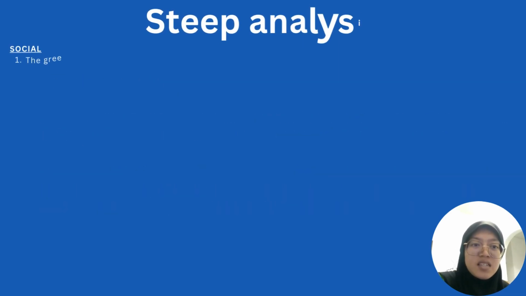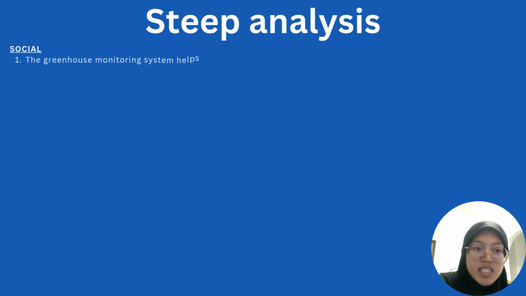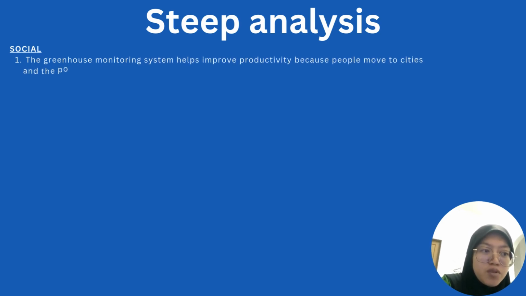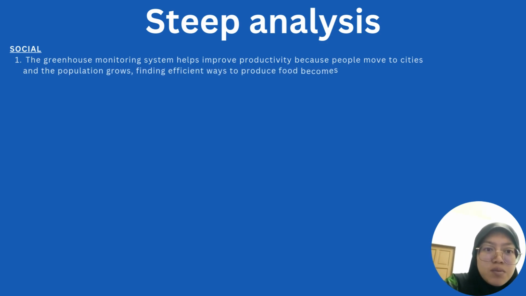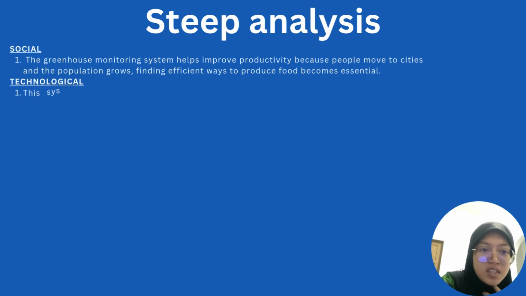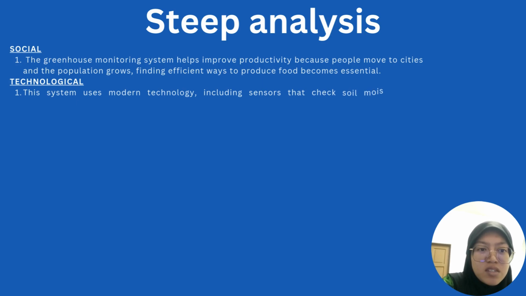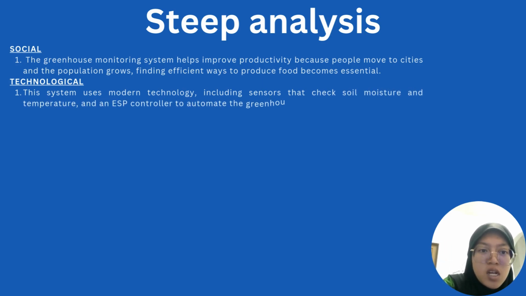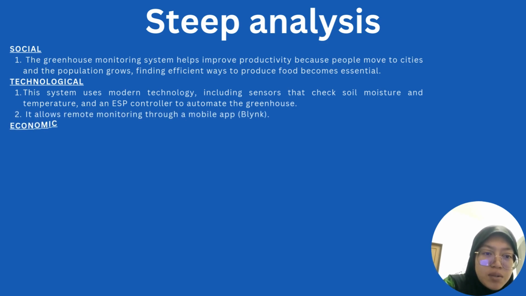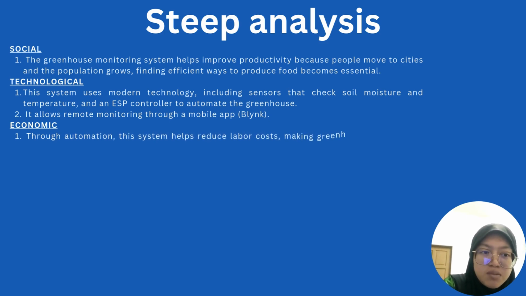The step analysis is in social. The greenhouse monitoring system helps to improve productivity, because as people move to the cities and the population grows, finding an efficient way to produce food becomes essential. For the technological aspect, the system uses modern technology including sensors that check soil moisture and temperature, and an ESP controller to automate the greenhouse. For economic, through automation, this system helps reduce labor costs, making greenhouse management more efficient and less time intensive.